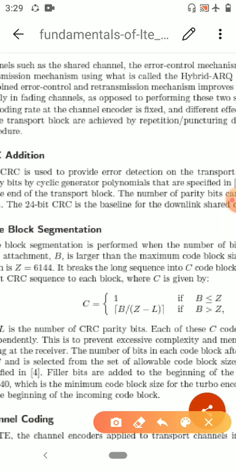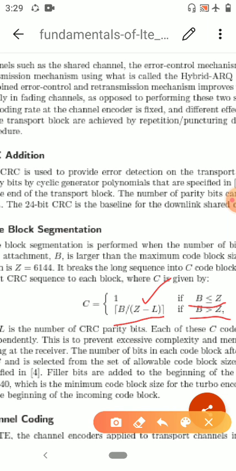where C is given by C equals 1 if B is less than or equal to Z, or the ceiling of B divided by Z minus L if B is greater than Z, where L is the number of CRC parity bits. Each of these C code blocks is then encoded independently. This is to prevent excessive complexity and memory requirements for decoding at the receiver.